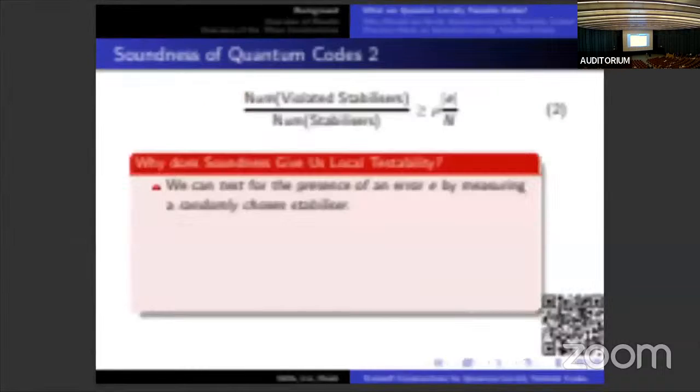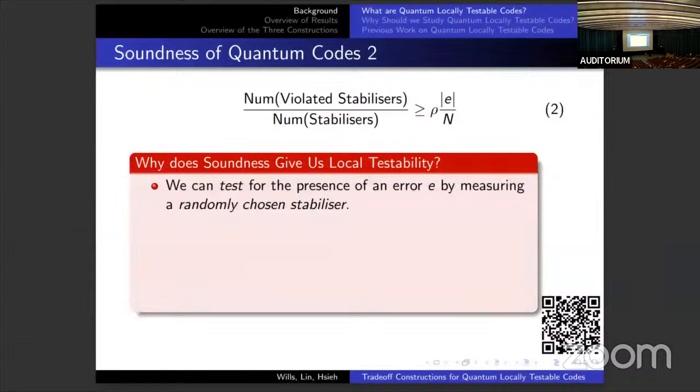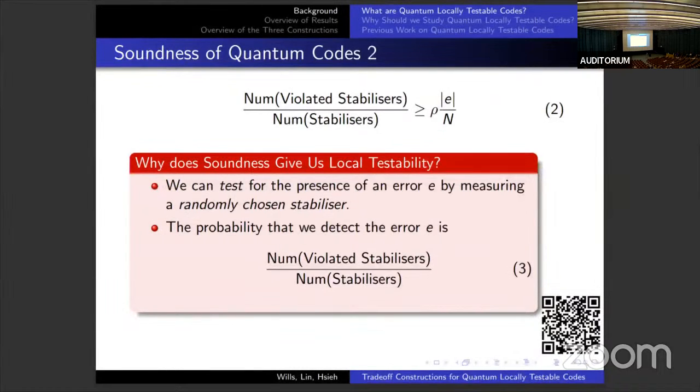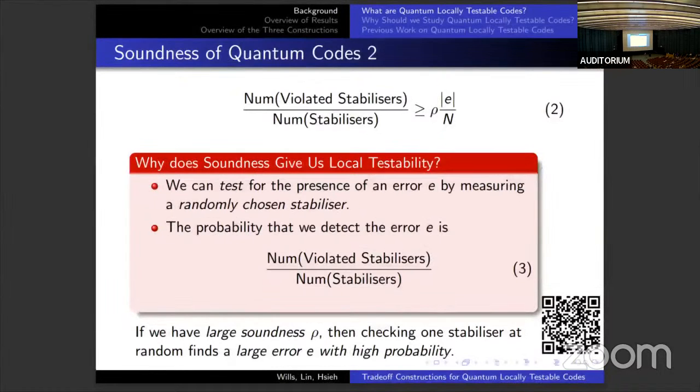So here's the same equation again. How are we going to randomly test for errors? How are we going to look for errors? Well, the natural testing procedure is to pick a random stabilizer and measure it and just see if it's violated. And the probability you'll see it get violated is just this left-hand side. It's the fraction of the stabilizers that are violated. Then what we find indeed is if we have a large soundness rho, the probability that we'll see a violated stabilizer, the probability that we pick up that an error has happened, is large, assuming the error itself is quite large.